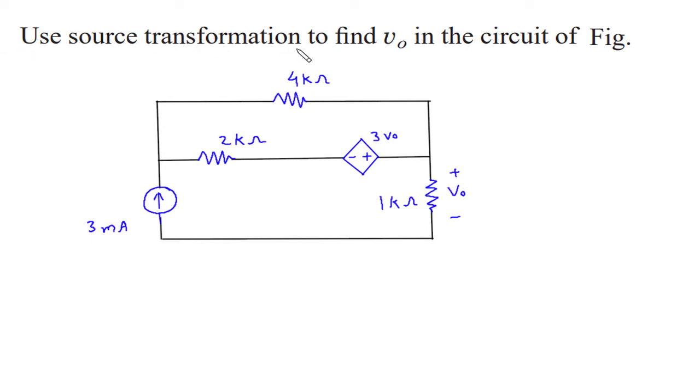Use source transformation to find VO in the circuit of the figure. We have to find this VO in this circuit using source transformation. Solution. First of all, we will redraw the circuit.